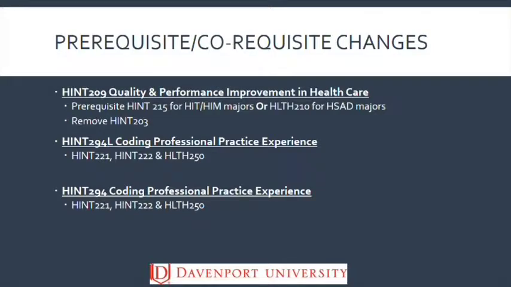And some more prereqs. So for Hint 209, a prerequisite is Hint 215. That's that mini one-credit math course. And that's for HIT and HIM majors only. Or the prerequisite for 209 is Health 210 for HSAD majors. What we had done was we had to remove Hint 203, even though we had deleted that course last year. We didn't go through the catalog and take it out everywhere it was listed as a prereq, so we're just fixing that. So it's nothing new, but we're fixing something that we hadn't fixed enough of last year.